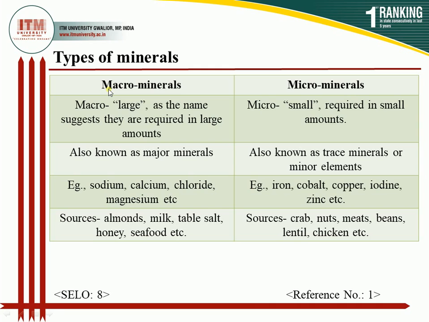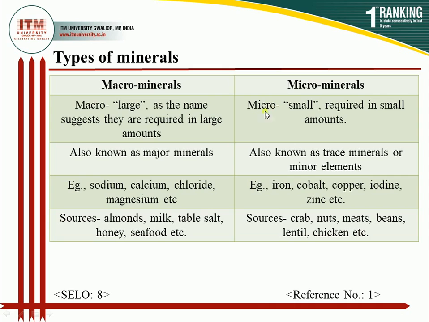There are two types of minerals. First one is the macro minerals and second is the micro minerals. Macro means large. It means our body needs a large amount of these nutrients or minerals, like sodium, calcium, chloride, magnesium. Macro minerals are also known as the major minerals, and the basic sources from where we get them are almonds, milk, table salt, honey, seafood, and many more. Many nutrients that we consume in our daily life are the source of minerals.